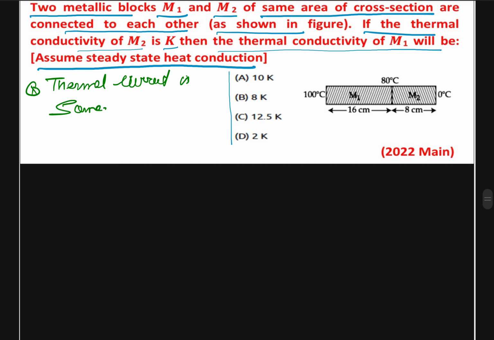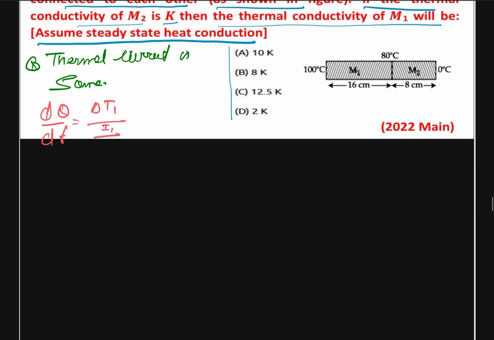So if the thermal current is the same, we can write that dQ by dt, with respect to time, will be equal to, for our first part, delta T1 upon L1 over its conductivity, let's assume K1 times A, and that will be equal to, for the second portion, the change in temperature over L2 and K2 times A.